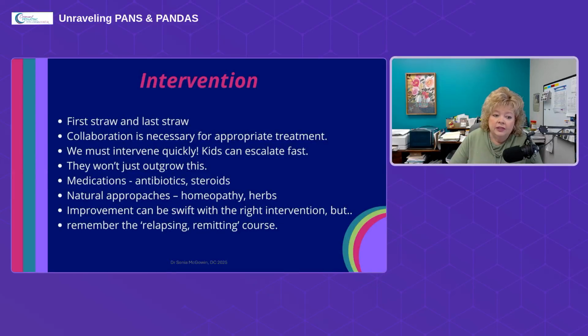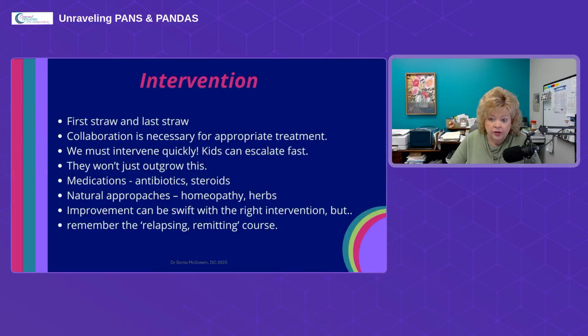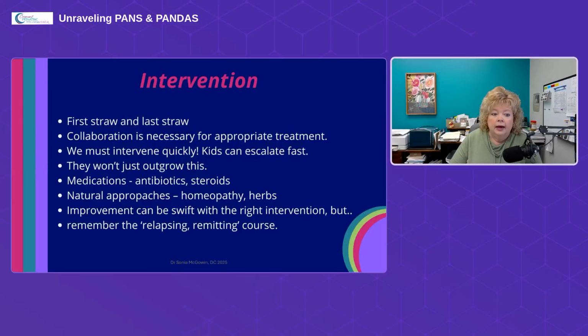And this is not something that we just wait and see on. If there's an acute onset of behaviors that are troubling to the family, we jump in and try to figure it out as fast as possible, because this is not something that most kids are just going to outgrow. And this is a situation that can escalate quickly. We don't want kids to get worse, so we don't wait and see ever.